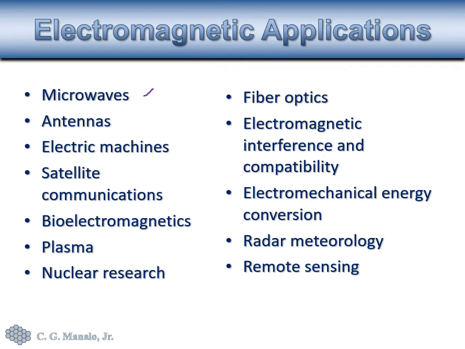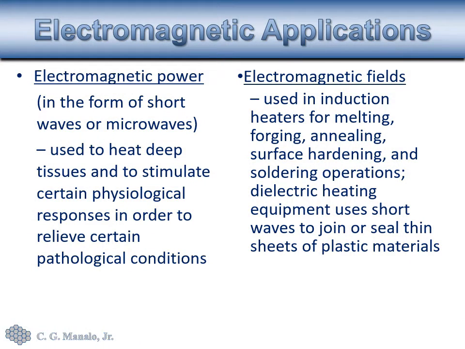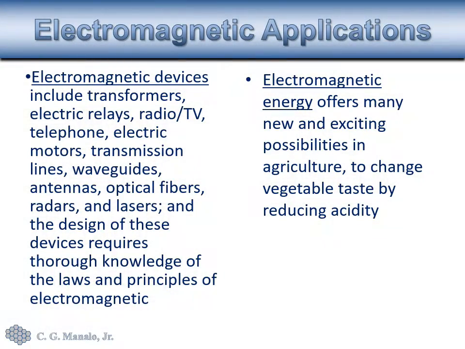So these are also several of the applications of electromagnetics. To name a few, we have microwaves, for example. In microwave communications or even in the microwave appliances that we have at home, it uses electromagnetic technology. In our microwave appliances, we use their electromagnetic power to heat the tissues and stimulate certain physical responses. In the electromagnetic fields, we also use them in kitchen devices. We have induction heaters, for example, that nowadays use electromagnetics for cooking, and many more applications of electromagnetics.